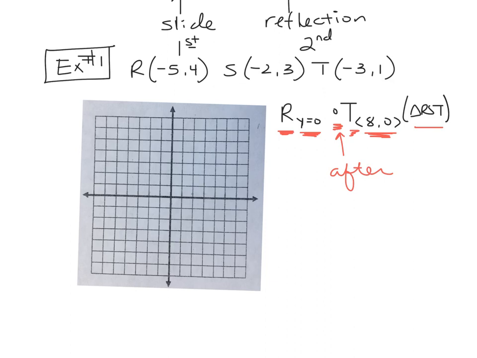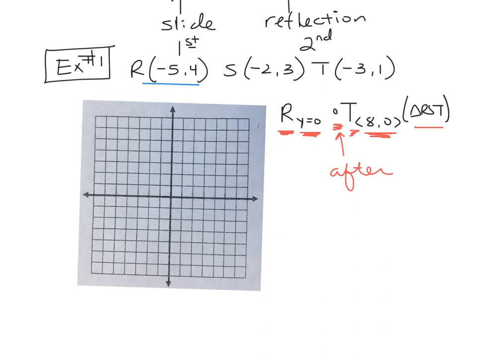And I know that is a little weird that they write it that way because they write the reflection first, but just do the translation first, okay? Do the slide first and then flip it. So you got to start with your initial triangle. So the triangle they give us is RST.